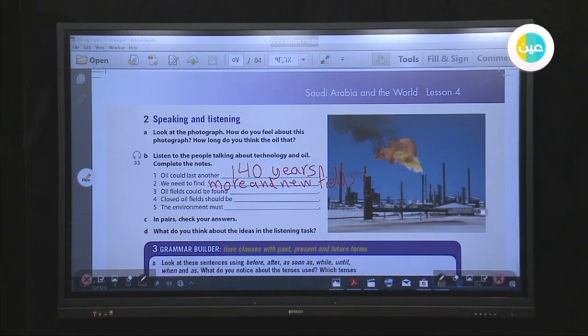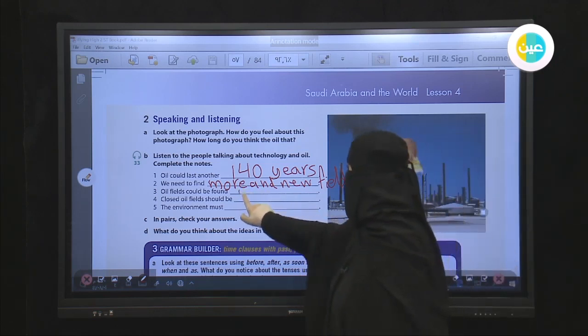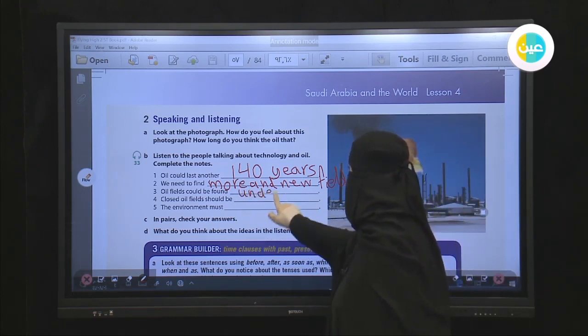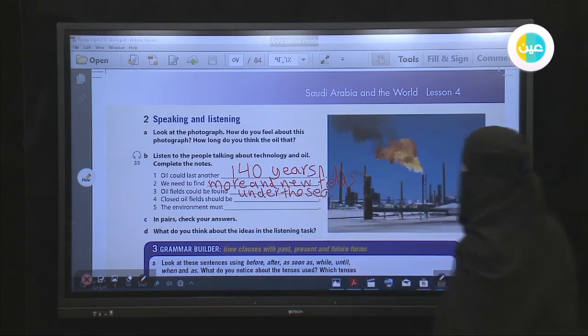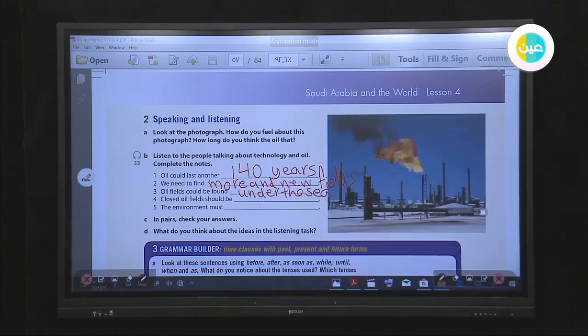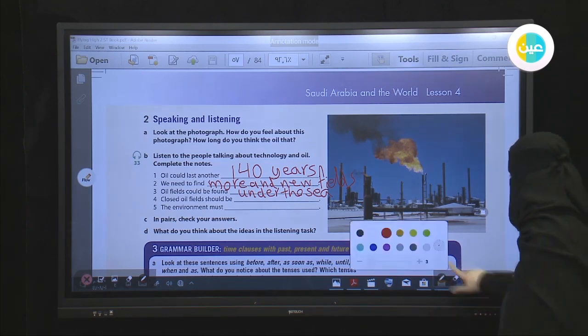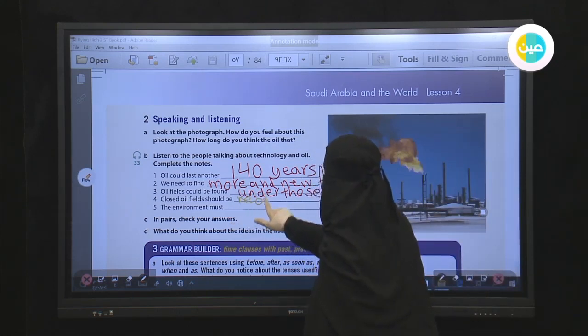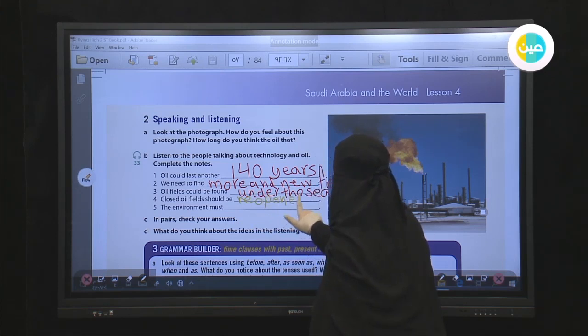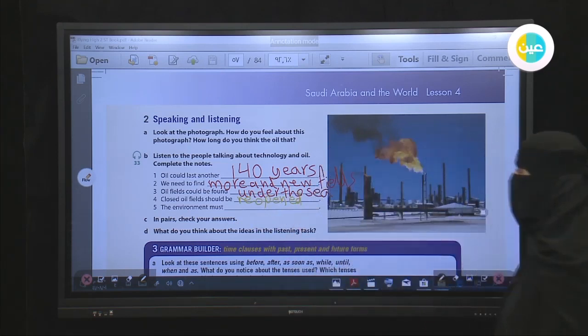Number three, oil fields could be found where? Where can we find oil fields? Under the sea. Now we can find more fields under the sea. Four, the old and closed oil fields should be what? I will change the color. They should be reopened. They should open them again and try to use them.